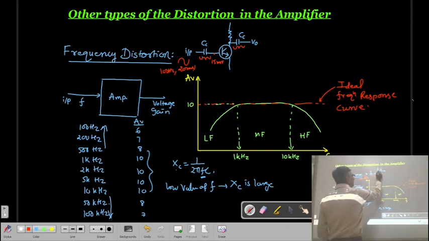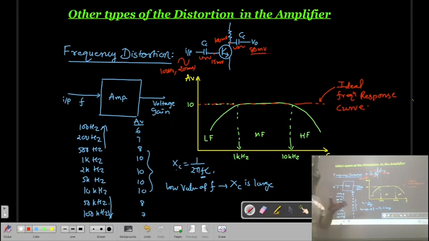As well as whatever my amplified signal is present here, let us say my amplified signal at this point is 100 millivolt. But due to this capacitive reactance, the Xc is large. So instead of 100 millivolt, I will get only an 80 millivolt output. So here the coupling capacitors are effective, and due to that the gain of the amplifier is decreasing.